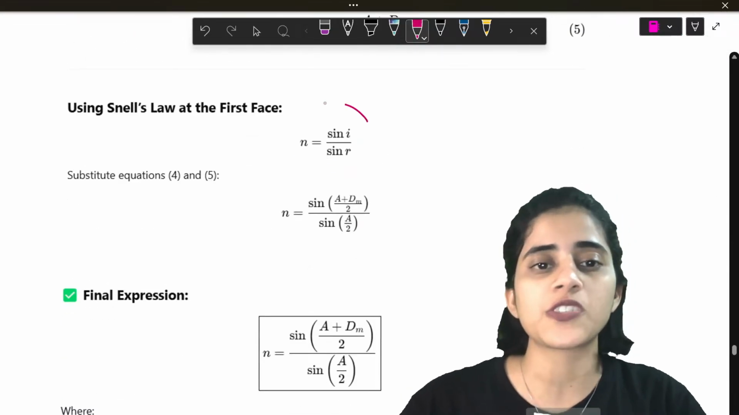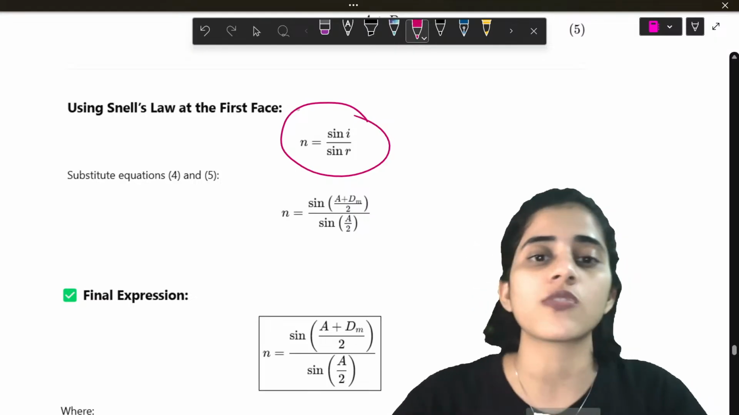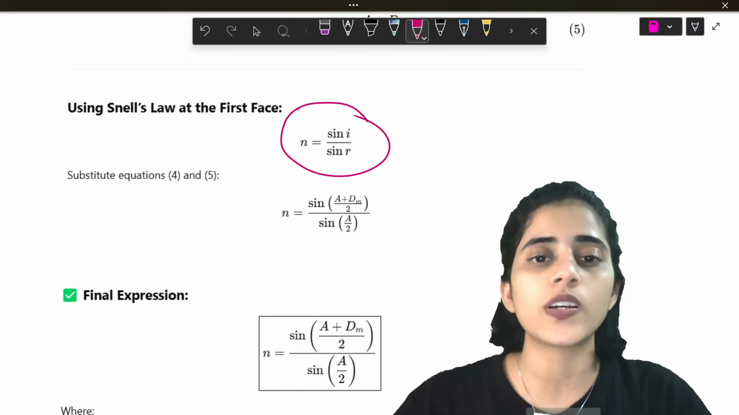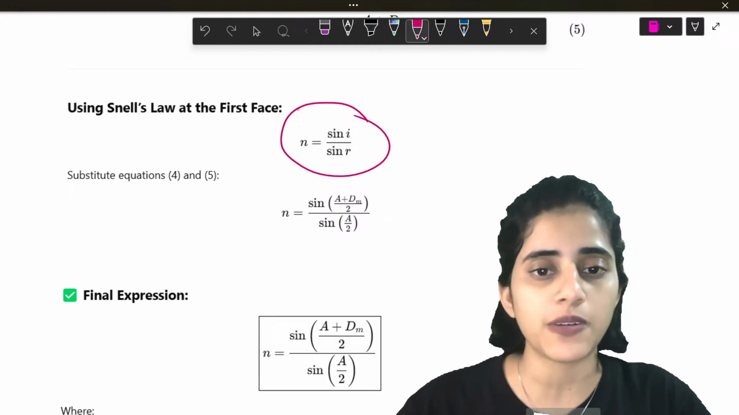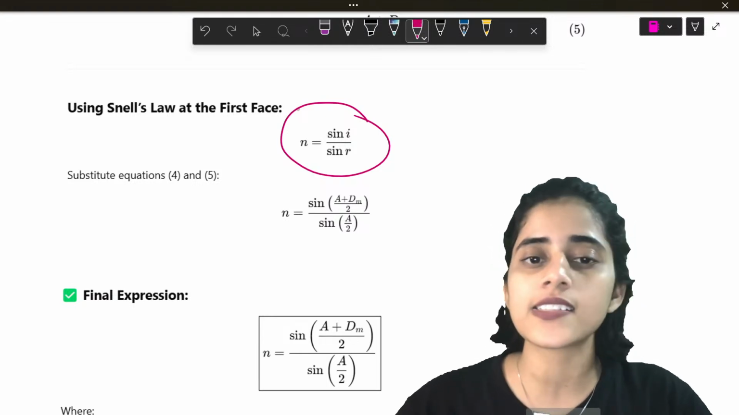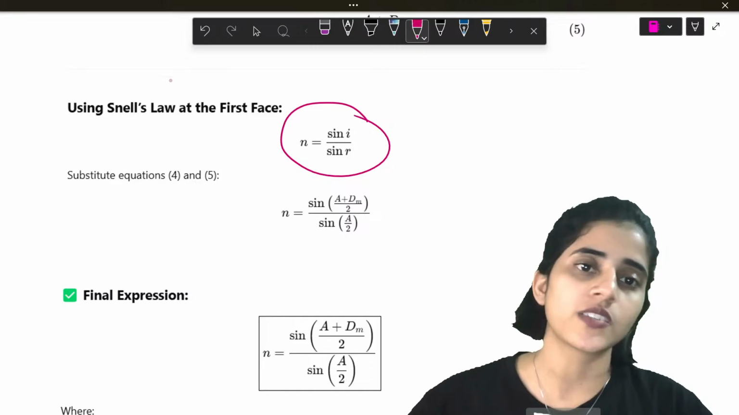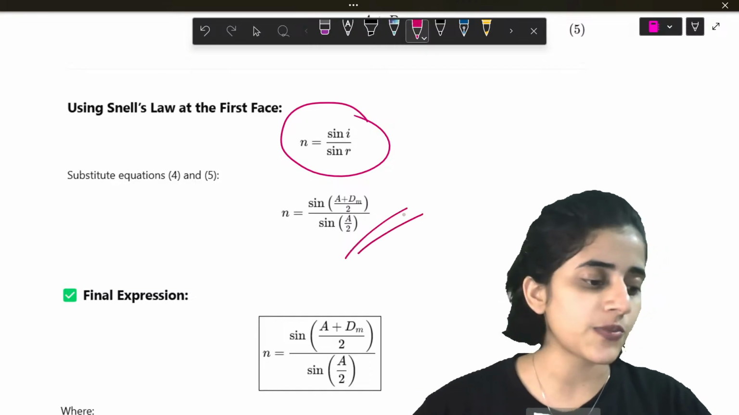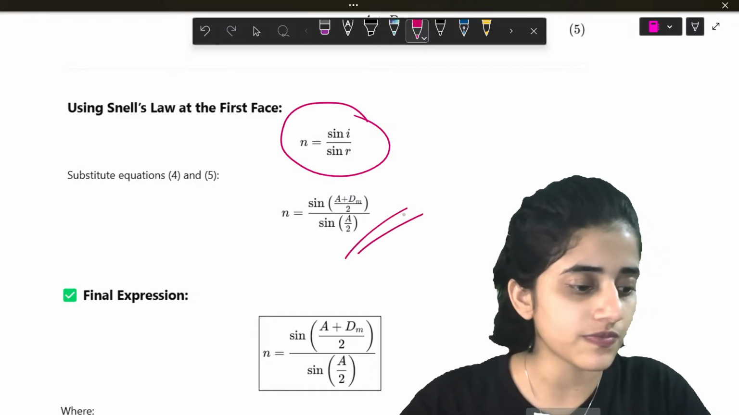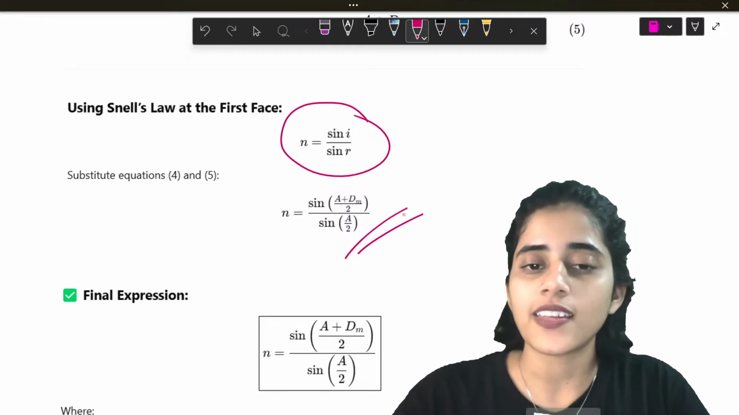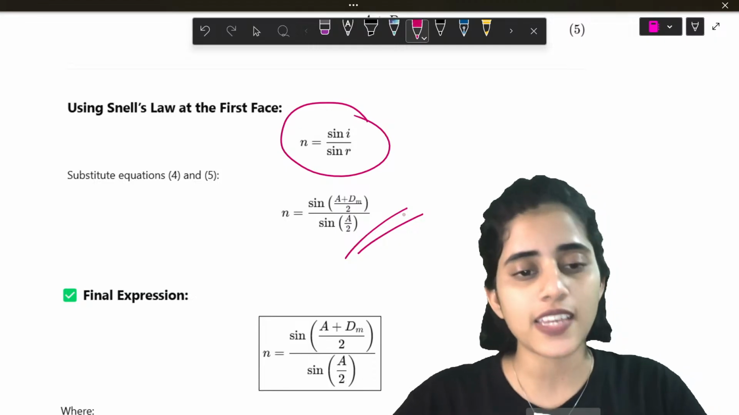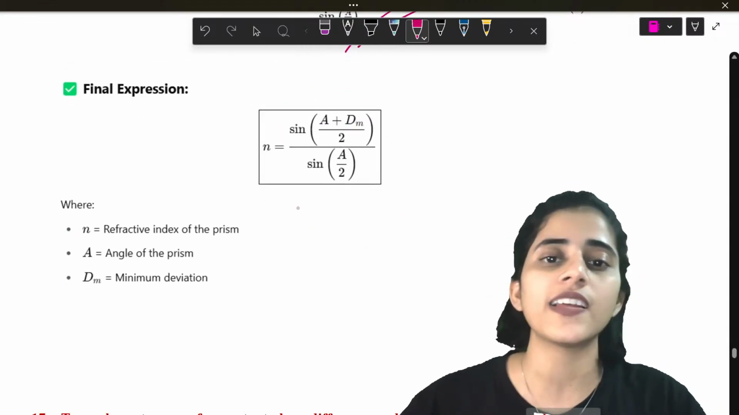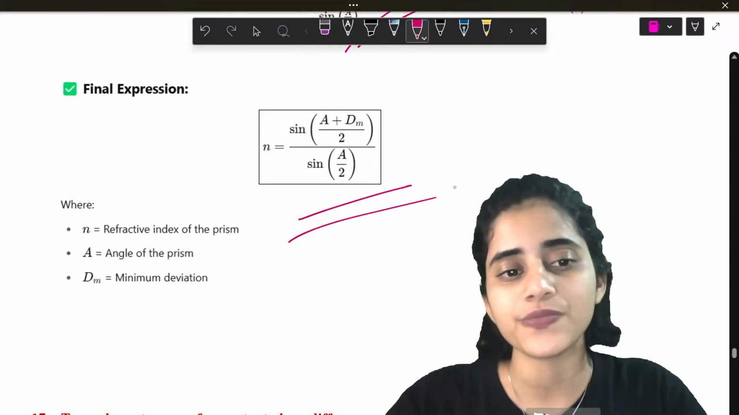Now, this you can substitute easily in Snell's law. So what is Snell's law? N is equal to sin I by sin R. Now, what is I? A plus D by 2 and R is A by 2. So, if you just substitute the values of I as A plus dm by 2 and R as A by 2, you will get this final answer. Okay.